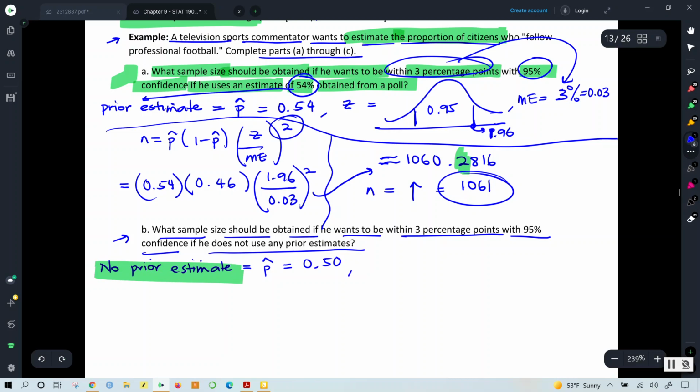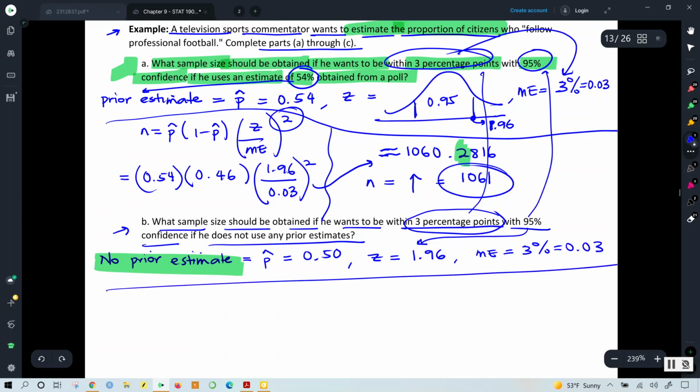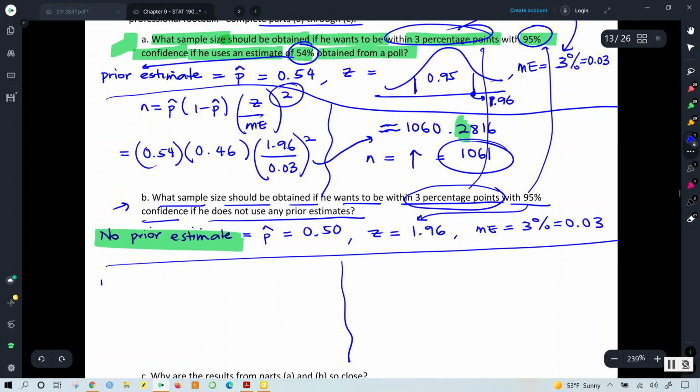So we still have the margin of error is still 3 percentage points. We're still looking at 95% confidence. So that means our Z is still 1.96. That is what this 95% tells us. The margin of error is 3%, which is 0.03. With this given, we use the formula yet again. n equals P-hat times 1 minus P-hat, then Z all over margin of error, all squared. That will be 0.5 multiplied by 1 minus 0.5, which will give exactly 0.25.